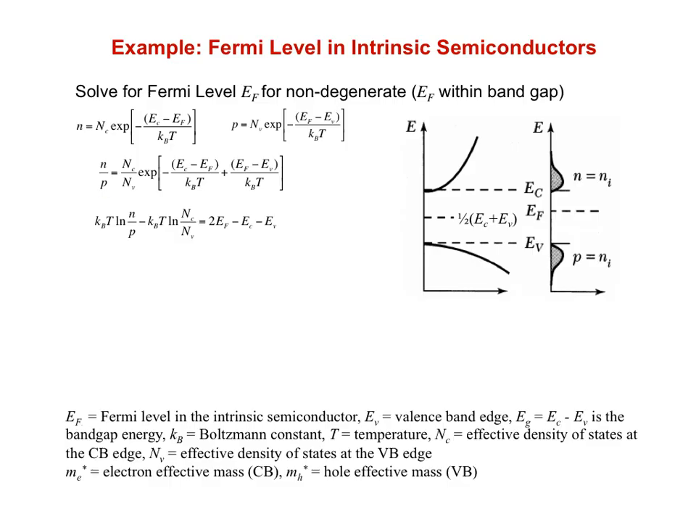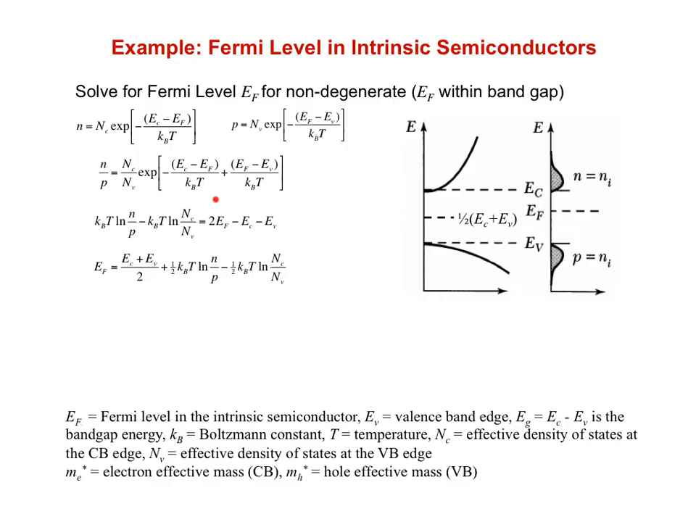Taking the logarithm of both sides will allow us to solve for the Fermi level. This gives us the logarithm of the concentration ratio n over p and the logarithm of the effective density of states ratio, which we move to the other side. Then from the exponential, we see we have minus EF, which is plus EF, plus another EF, minus EC, minus EV, giving us 2EF minus EC minus EV, and then we move the kBT over to the other side.